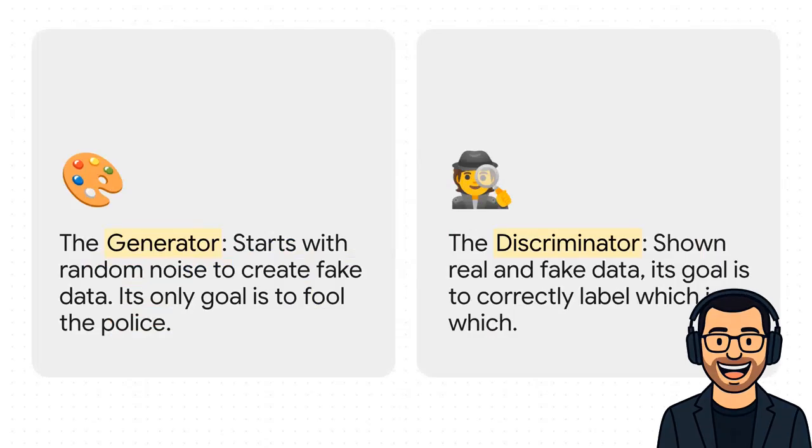So, let's meet our two players. On one side, you've got the generator. Think of it as our counterfeiter. It takes a bunch of random noise and tries to turn it into a convincing fake image. Its opponent is the discriminator. That's our police detective. Its job is to look at an image and decide, is this real from the original training data, or is it a fake from the generator? They are locked in this perfect adversarial tug of war.